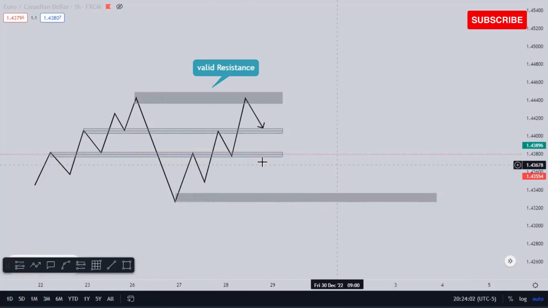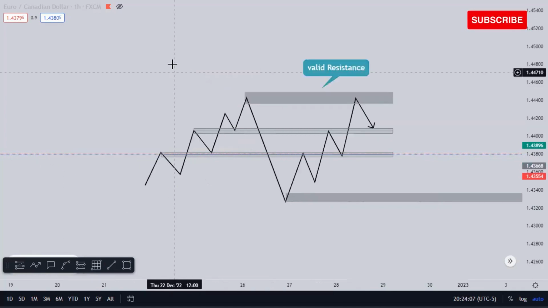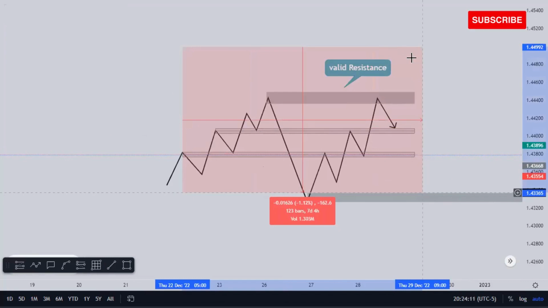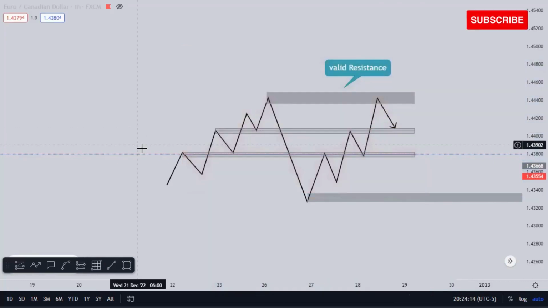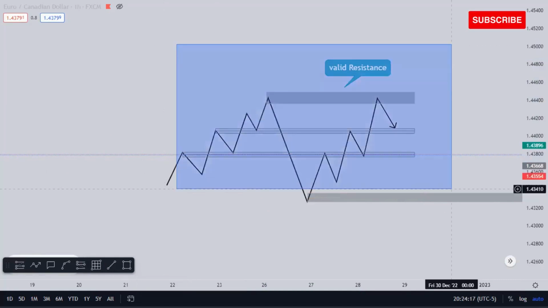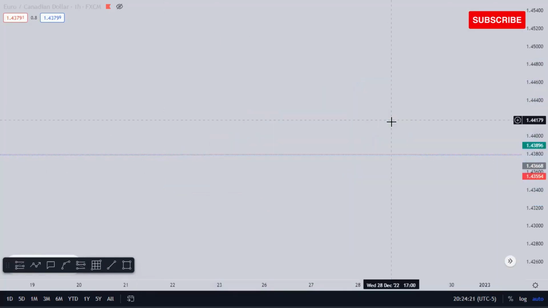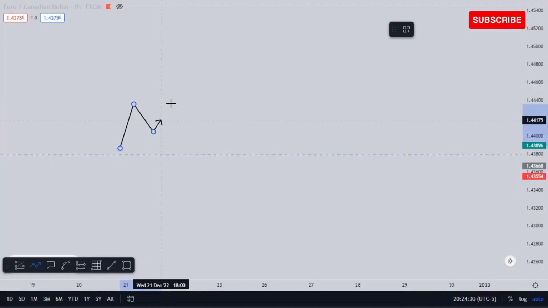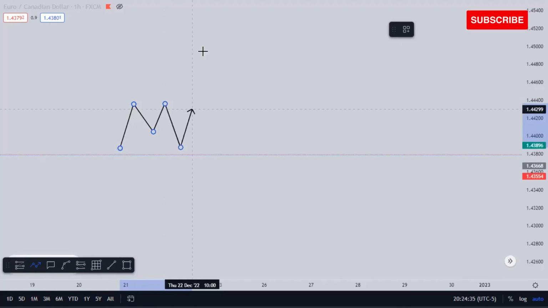Okay, now let me delete all of this and show you how I look for high probability winning trades. This is how I look for high probability setups. Let me delete this. Okay, this is how I look for high probability setups. What I like to see is I like to see the market do this. Okay, do like a double top, something like this, then break it to the upside.